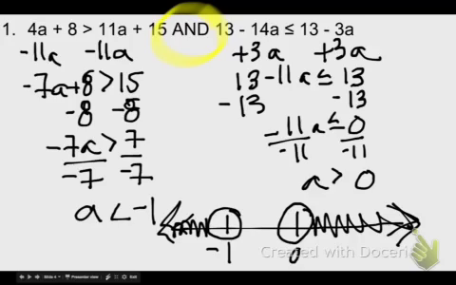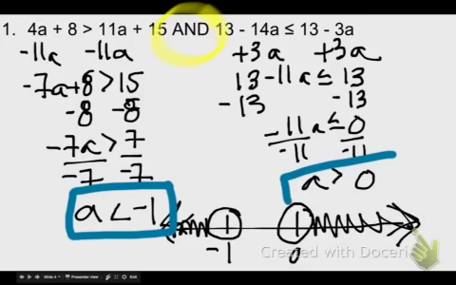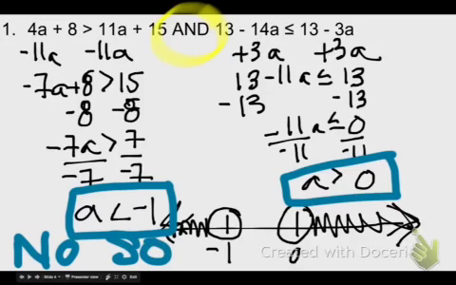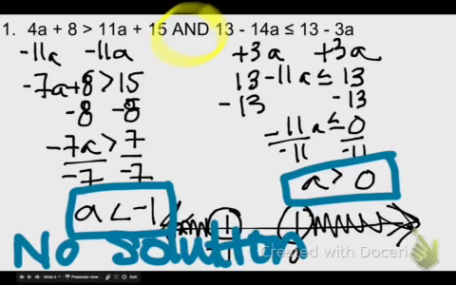So my solution on the number line would be the area in which there's double overlap. When I look at my two solutions here, a has to be less than negative 1 and greater than 0. That can't happen because there are no numbers that are both less than negative 1 and greater than 0. If you look at my graph, there's no area in which there's any double overlap. So the solution to this compound inequality is that there isn't one. So no solution. There we go, so my answer is no solution.